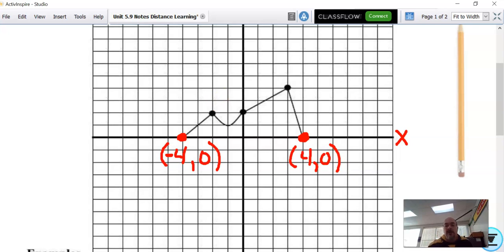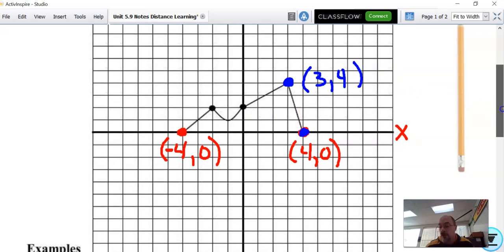There's another dot that I would like to mark, and that would be my highest dot. I already have my lowest dots marked. So I'm going to mark this dot up here. The x value is 3, and the y value is 4. I don't care about the dots that are in between for domain and range.